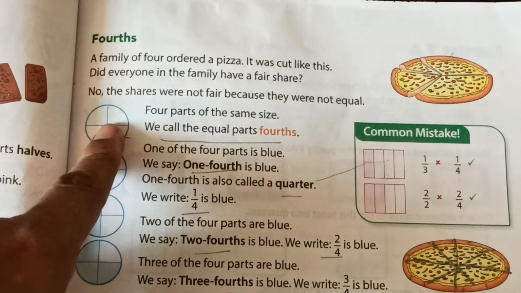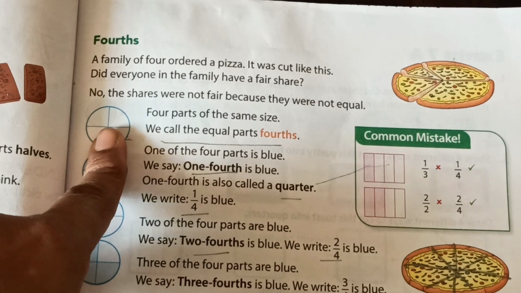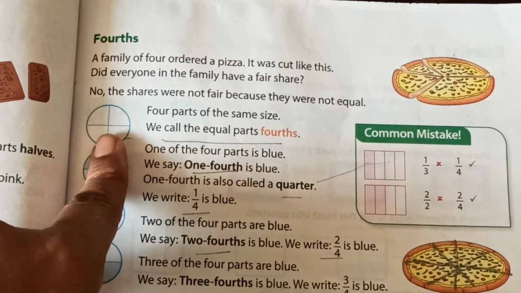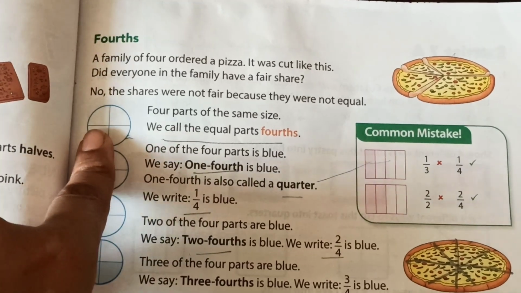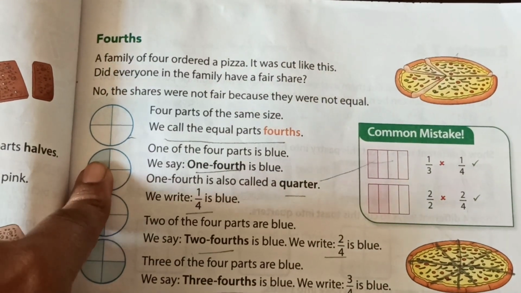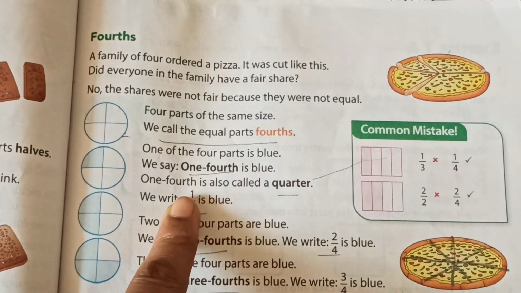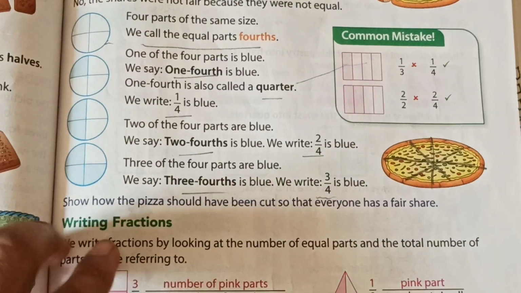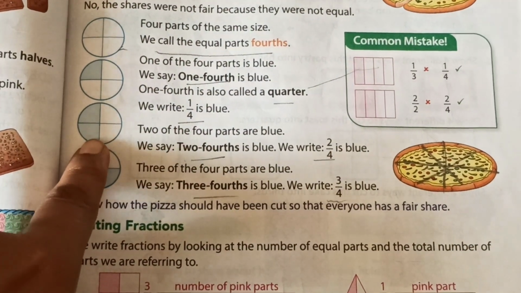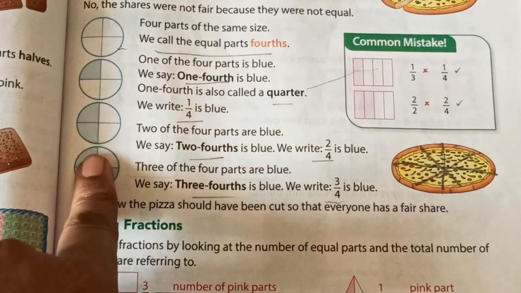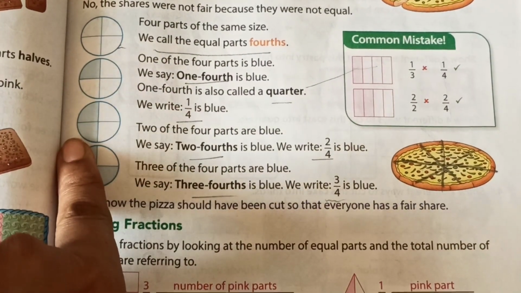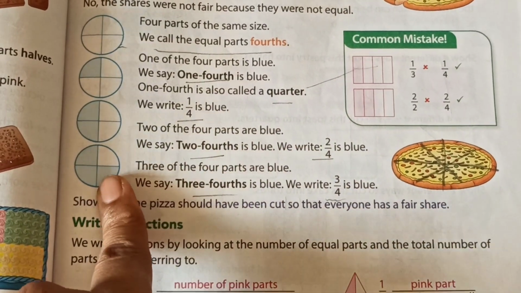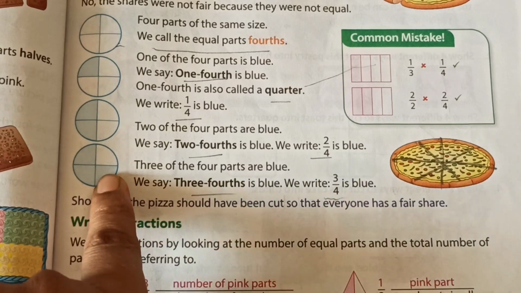If there are 5 equal parts, we say fifth. If 6 equal parts, we say sixth, seventh, eighth, ninth, tenth, this type. Here 4 equal parts, so we call them fourths. 1 is colored, we say 1/4. We write 1 upside, 4 total downside. Then 2 parts colored, 2 remaining, total 4 parts, so 2/4. And here 3 parts are colored, so we write 3/4.